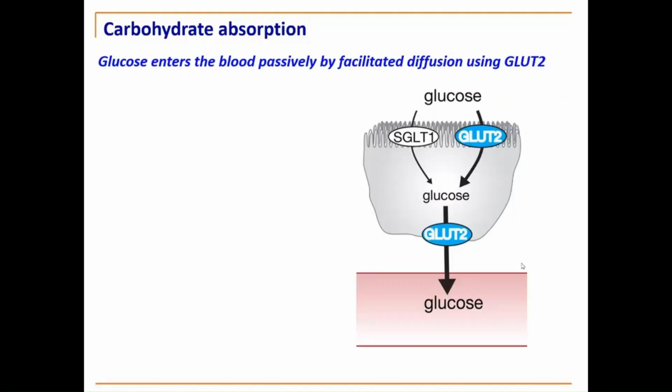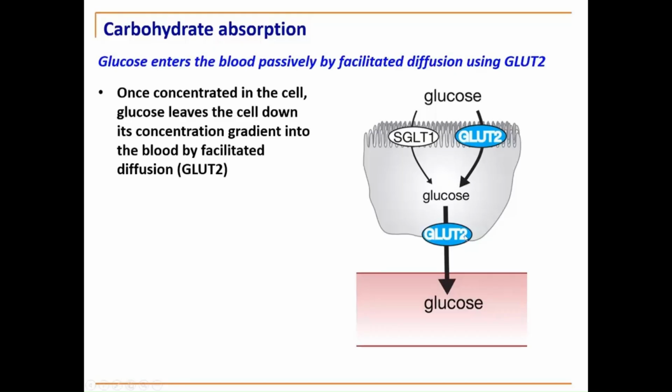We now know that glucose enters the blood passively by facilitated diffusion using GLUT2. So remembering what's happening, glucose comes in through the SGLT1 symporter into the epithelial cells, and then down its concentration gradient through the GLUT2 transporter and into the bloodstream. So that again is facilitated diffusion, but it's going down a concentration gradient. Now, there are similar mechanisms for other carbohydrates as well, but this is just a nice example to show you how glucose is actually transported across the epithelial cells using one type of transporter, and then from the epithelial cells into the blood down a different type of transporter.